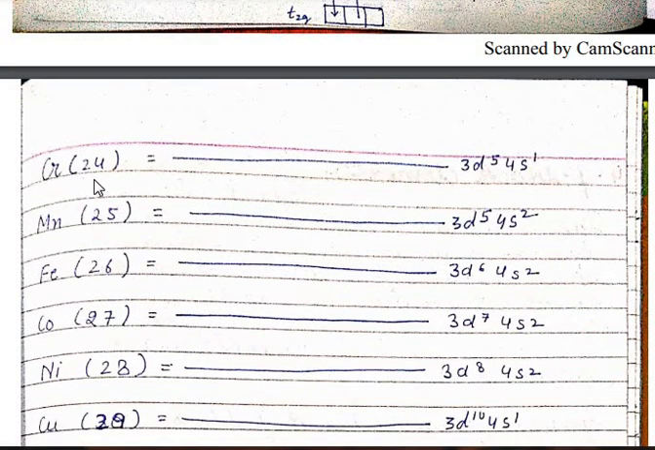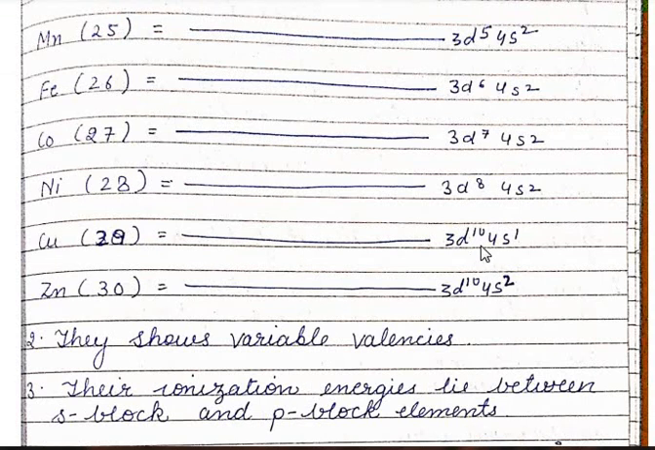For chromium 24, 3d5, 4s1. Manganese 25, 3d5, 4s2. Iron 26, 3d6, 4s2. Cobalt 27, 3d7, 4s2. Nickel 28, 3d8, 4s2. Copper 29, 3d10, 4s1. Zinc 30, 3d10, 4s2.